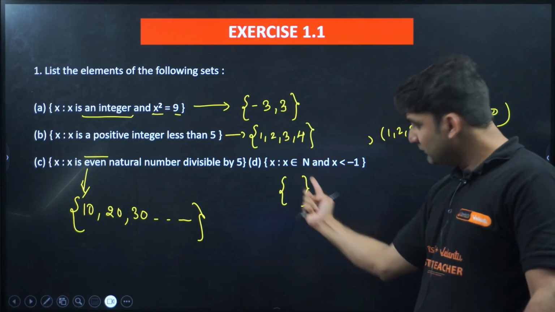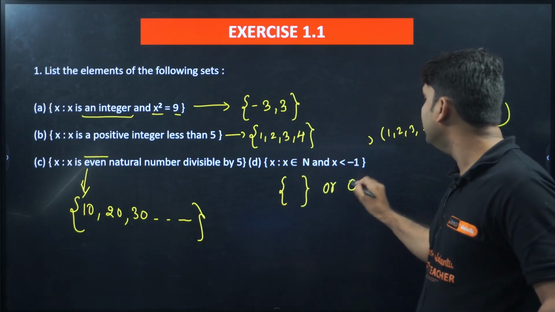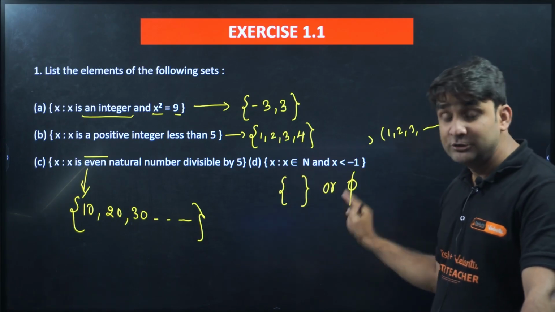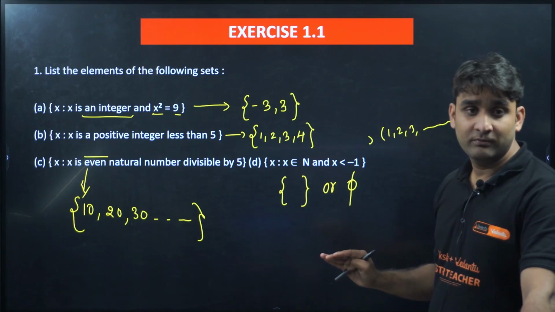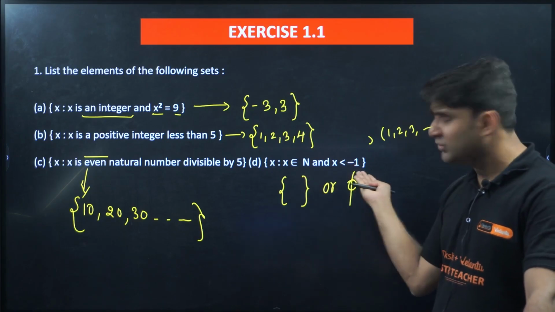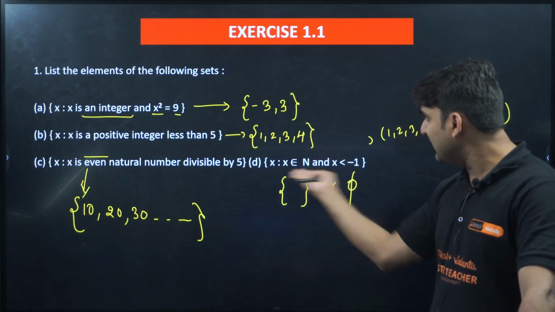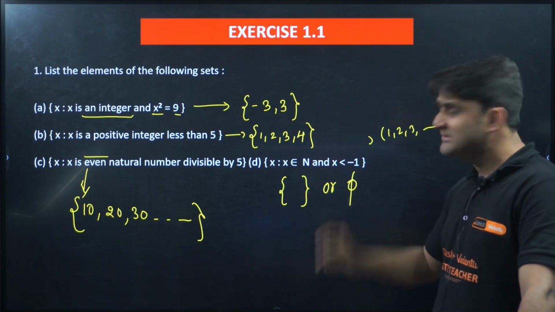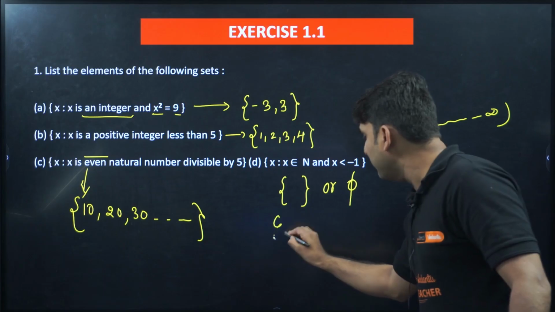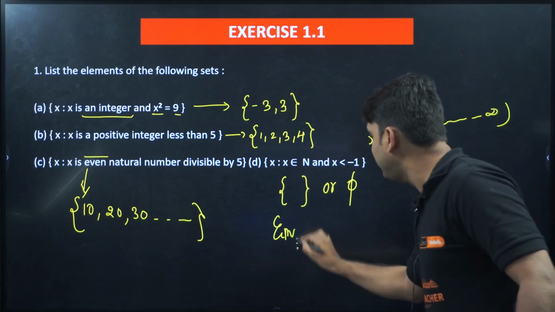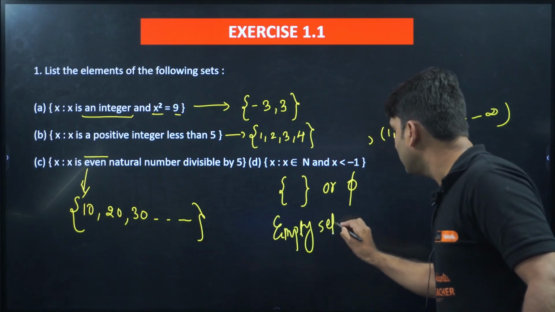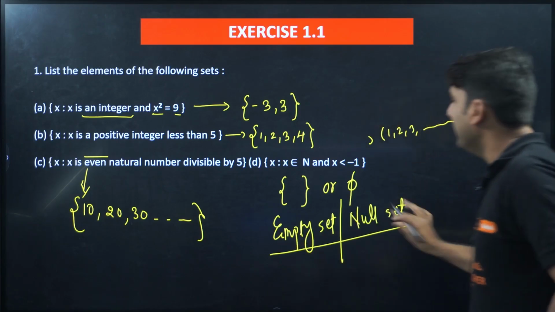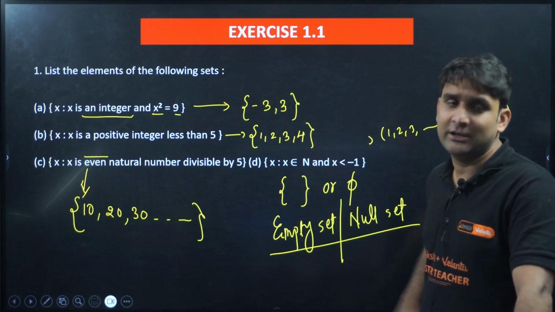For the empty set we use this representation, or you can use phi. Phi also represents the empty set. For this set builder form, there will be no element in roster form, because this condition is not satisfied. It is violating the rules of mathematics. There is no natural number which is less than minus 1. So this is called the empty set, or we can say null set. Null means nothing, no element is there. Clear everyone? I hope this is clear to you.